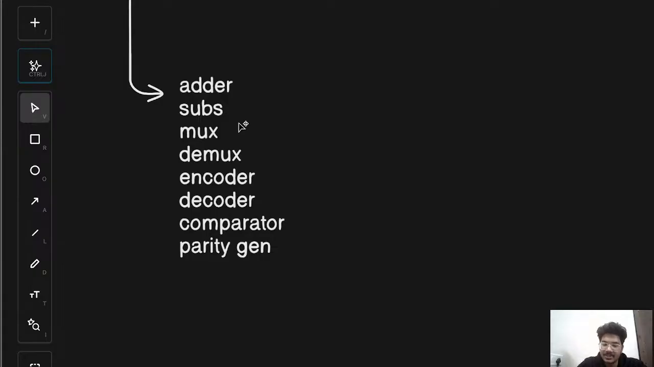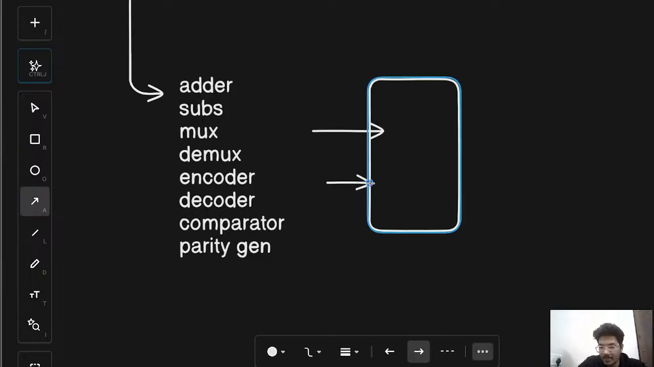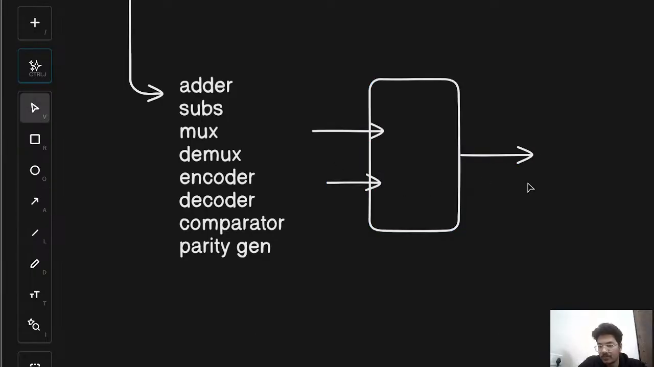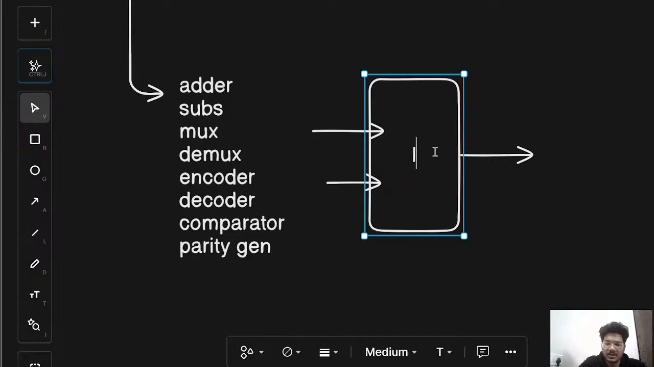The general structure of a combinational circuit is: we provide the input, there will be an output, and in between are the logic gates. So this one is the first thing.